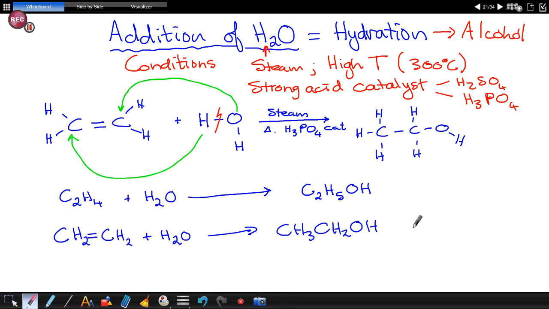Now drill your brain to memorize the conditions during the addition of water to an unsaturated hydrocarbon. It's called hydration and it will make an alcohol. The water must be in the form of steam, so relatively high temperature is required, and the phosphoric acid catalyst, or a strong acid catalyst, or sulfuric acid catalyst. The rule for the addition to an asymmetric alkene is similar to the addition of the hydrogen halides. Your hydrogen tends to take the carbon atom with the most hydrogens already in. That's basically what Markovnikov's rule is saying.